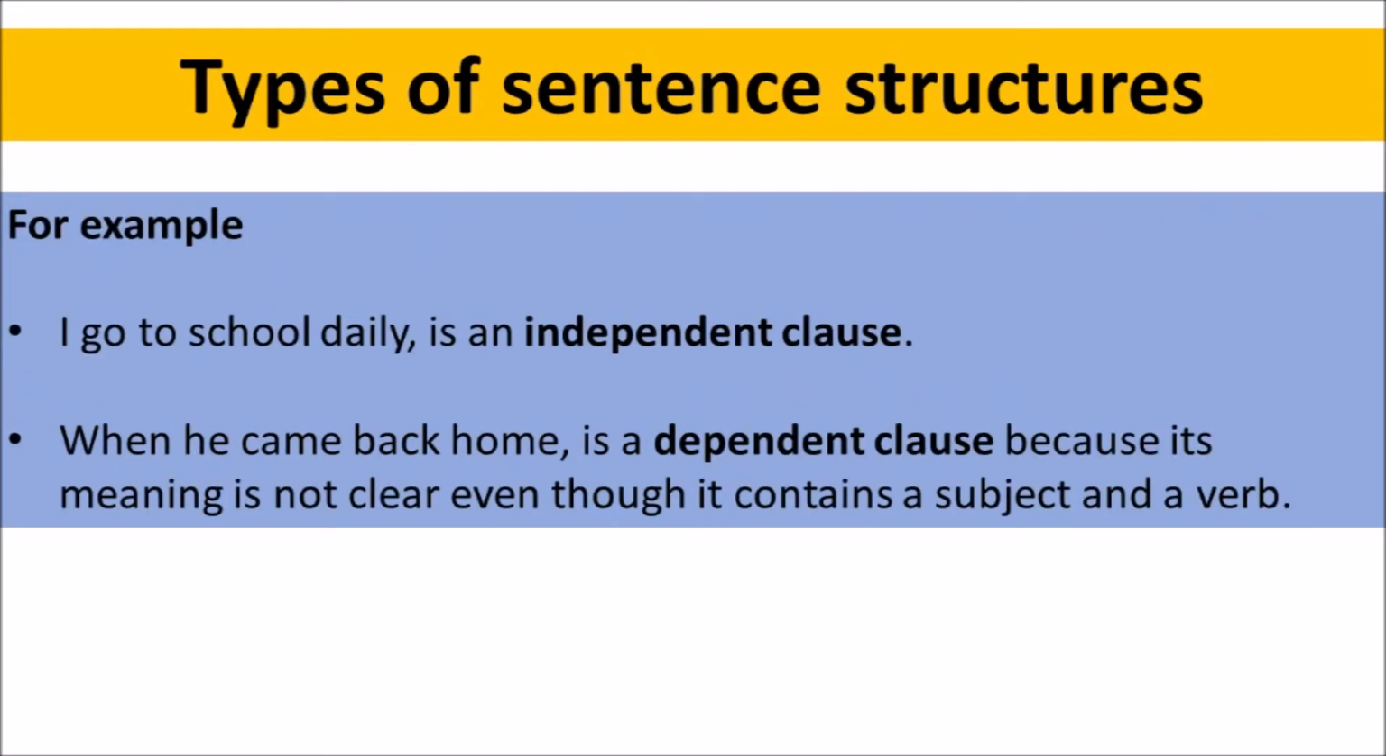For example, "I go to school daily" is an independent clause. "When he came back home" is a dependent clause because its meaning is not clear even though it contains a subject and a verb.